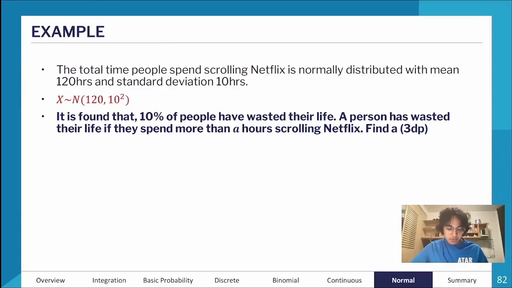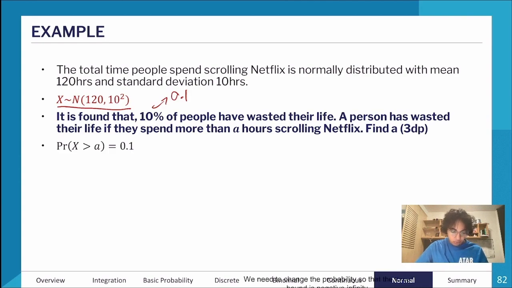So the total time people spend scrolling Netflix is normally distributed with a mean of 120 hours and standard deviation of 10 hours. And so again, I always like to write out my variable like this. It is found that 10% of people have wasted their life, so this is 0.1. A person has wasted their life if they spend more than A hours scrolling Netflix. Find A.